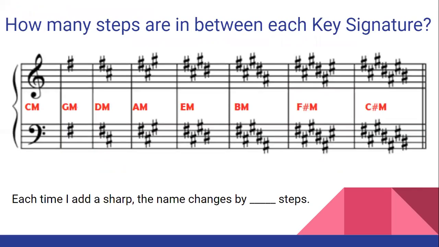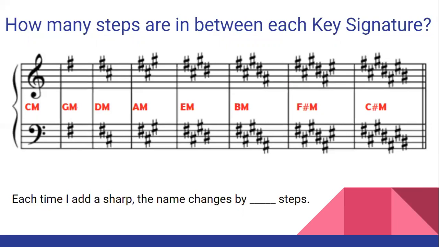Now back to key signatures. Here are all of the sharp key signatures that we've already discussed last time. This time, I'm asking you, what is the musical distance, also known as the interval, between these keys every time we add 1 sharp? So if I go from 0 sharps to 1 sharp, by how much does the name change?